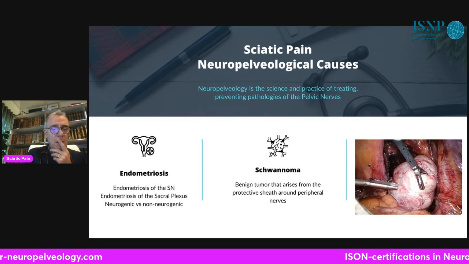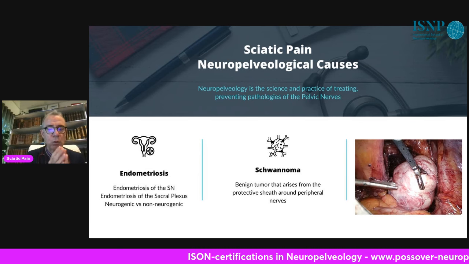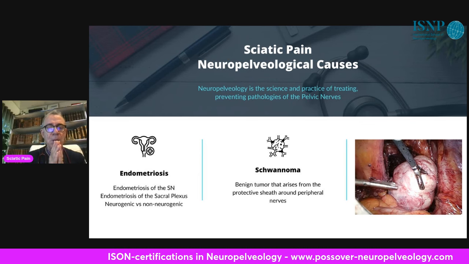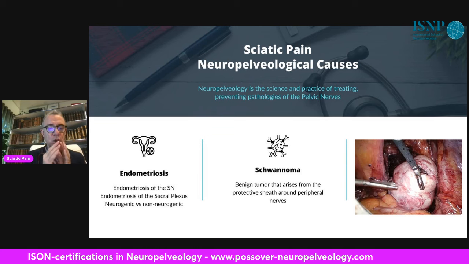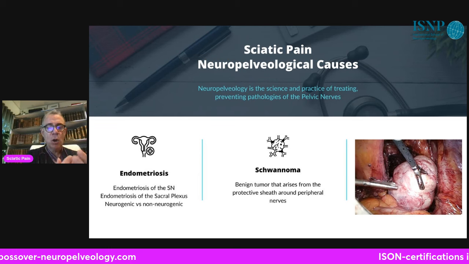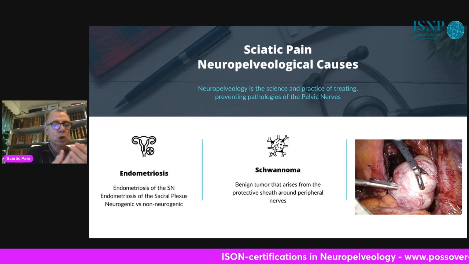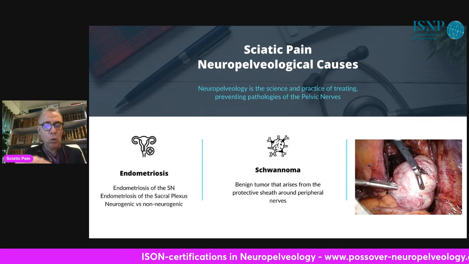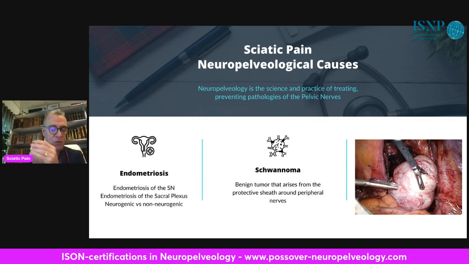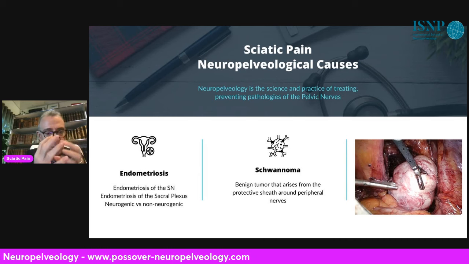The second, which is much more rare, much more seldom, are tumors. One of the tumors of the nerve is a benign tumor called schwannoma. This tumor develops from the protective sheath around the nerve, and this sheath is called Schwann. That's the reason why this tumor is called schwannoma. And this tumor grows within the nerve.